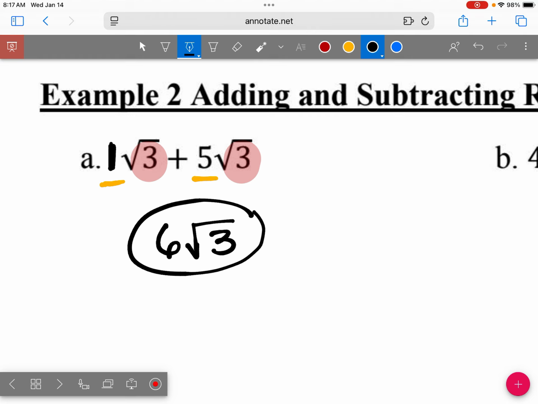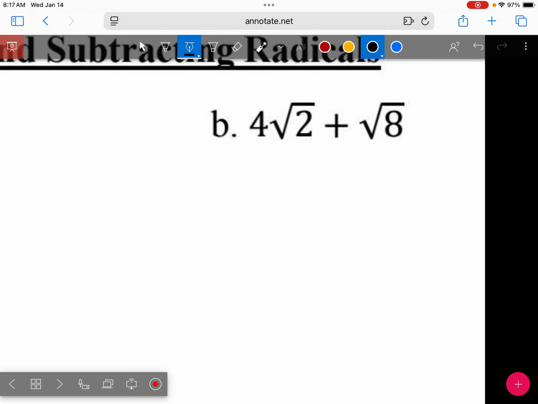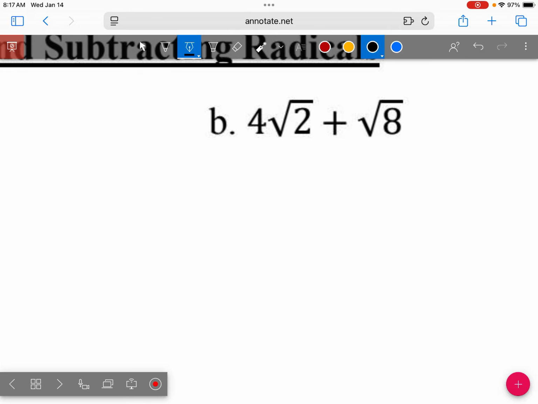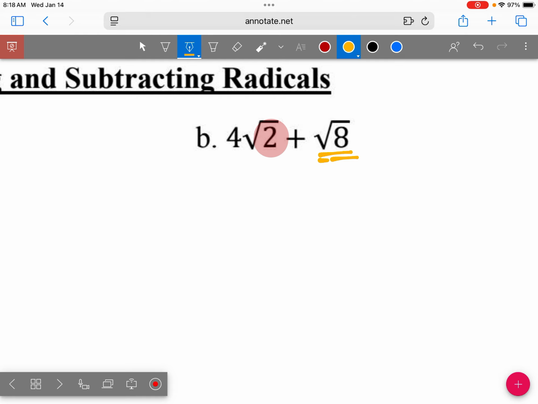Now, before you add, you do want to make sure that you can't simplify it. So when I'm looking at B, notice that, first of all, we know this cannot be simplified because 2 is one of the numbers that I build a cake with, right? But that 8 can be simplified. So what I want you to do, build your cake with the 8.